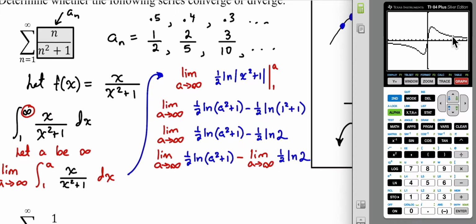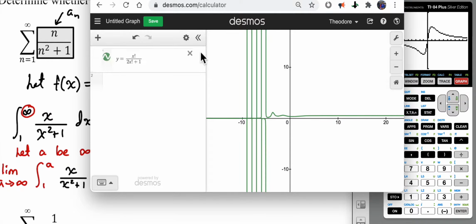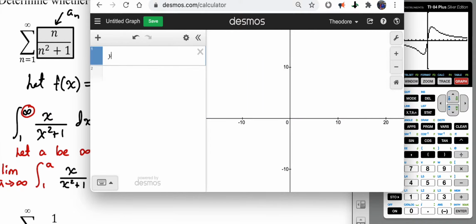One way would be actually to do it out analytically, and there is value to that in some cases. In other cases, it's kind of unnecessary. We will have to learn how to evaluate, even in the case of natural logs. But for now, let's just pop it in the calculator and see where this goes. This one, I think I'm going to use Desmos. So 1/2 ln a squared plus 1. So y equals 1/2 ln, I'll use x squared plus 1.